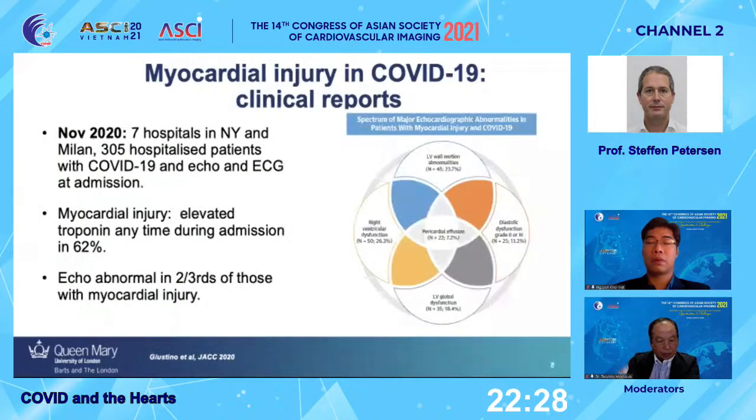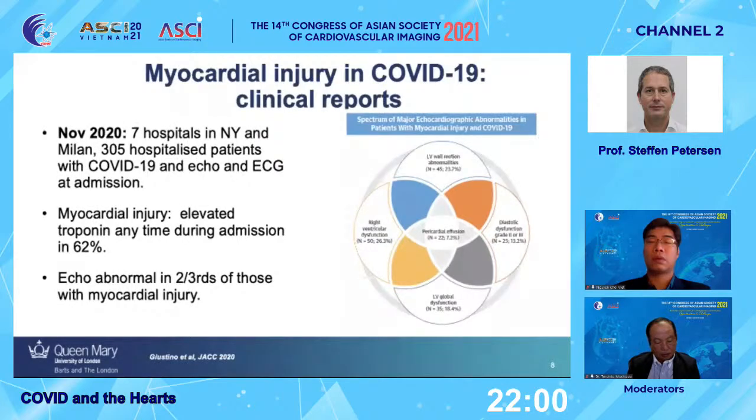In November 2020, Giustino and colleagues published a comprehensive report from 7 hospitals in New York and Milan. The report included 305 patients who had both echo and ECG at admission for COVID-19. 19% of patients eventually died. Myocardial injury was defined as elevated troponin at any time during the admission.